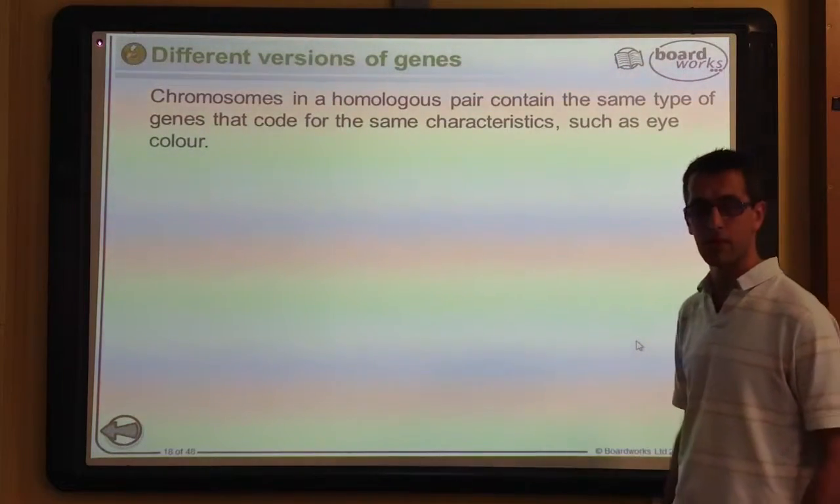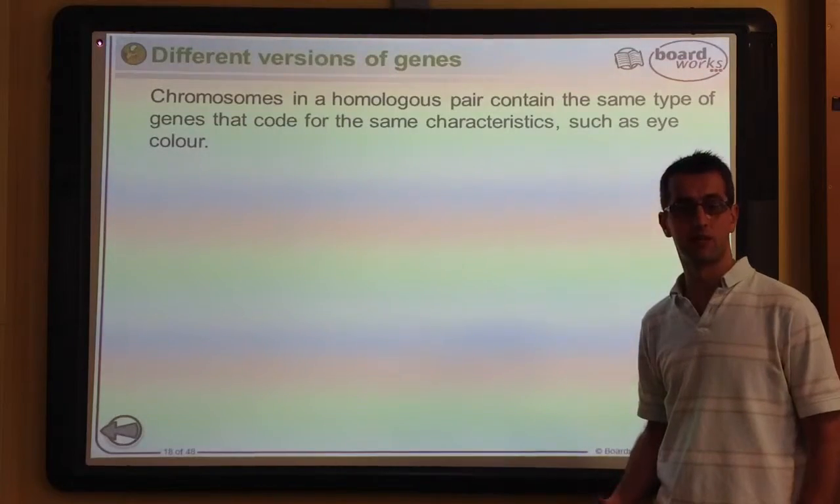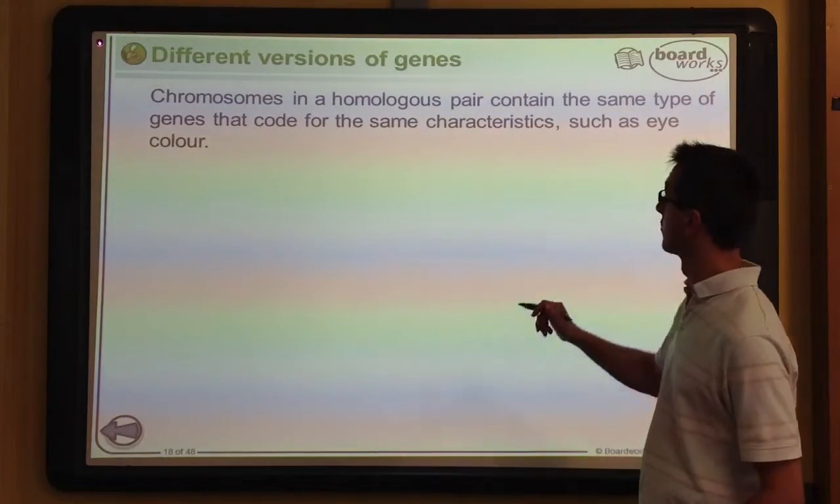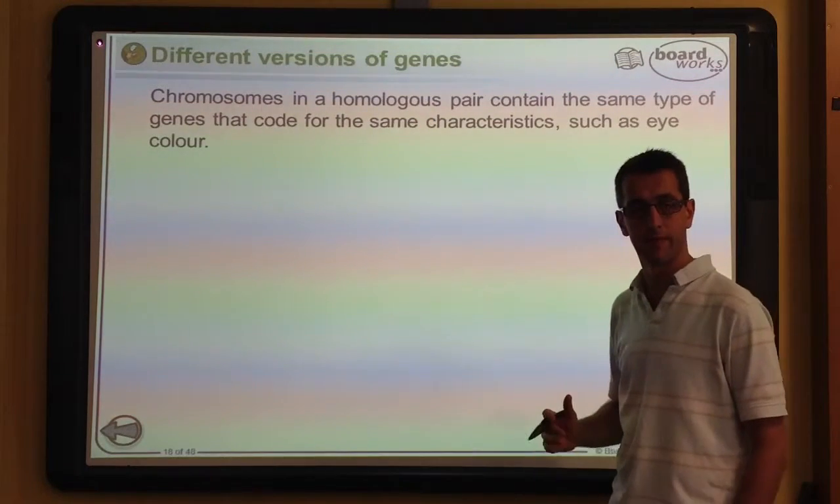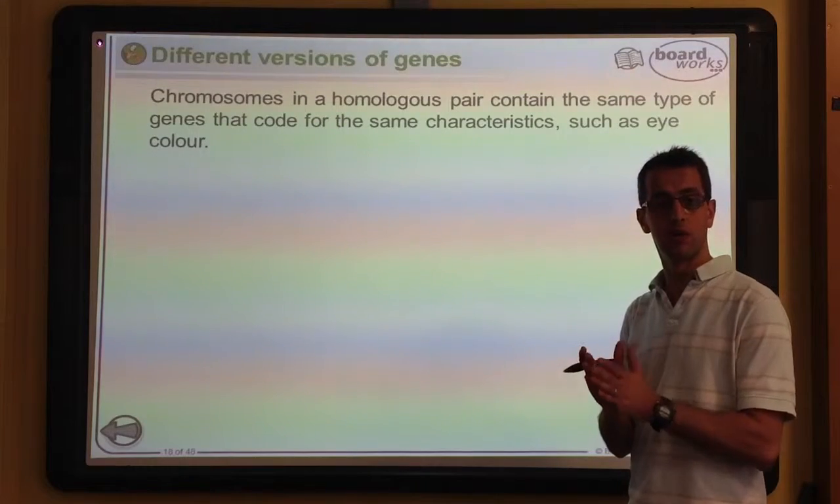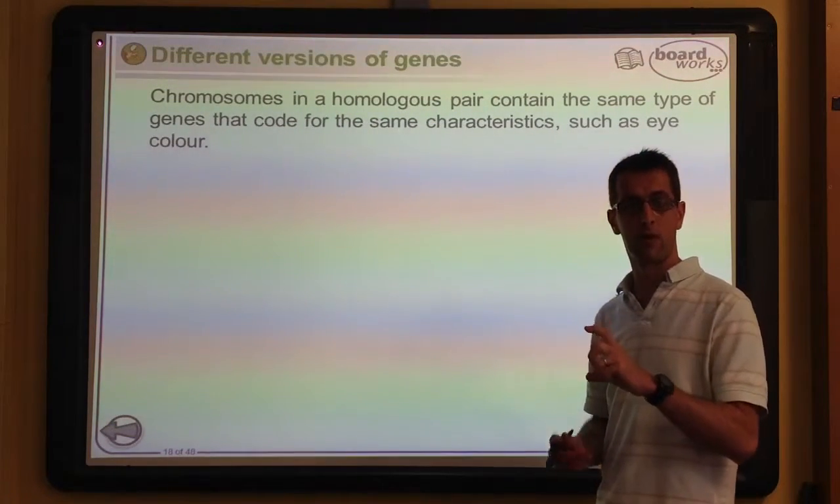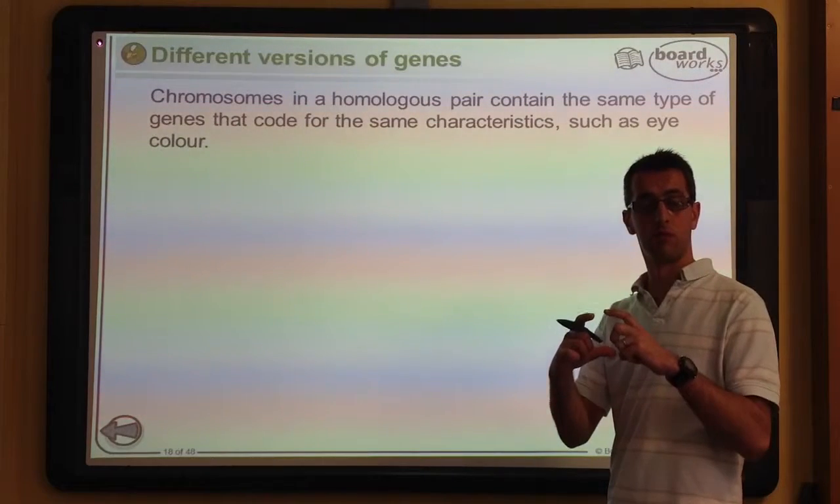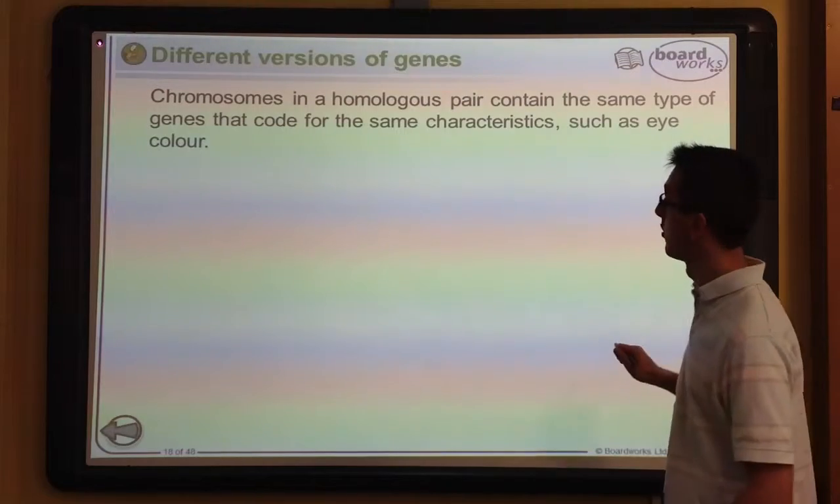So in humans we know that there are 23 pairs of chromosomes, and the pairs of chromosomes are referred to as homologous pairs. And that basically means if you're homologous, they are of equal length. So you've had one chromosome of one length from your mother, and you've got another chromosome matching up of the same length from your father. That's a homologous pair.